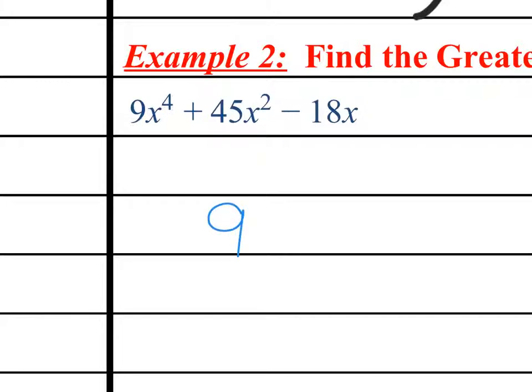And you're not always going to get a number and a variable, but sometimes you will. Now look at the variables. What's the greatest variable that you can take out? X. You cannot take out x squared because, look at the last one, it just has an x, so the most you can take out is just one x. This is your GCF.